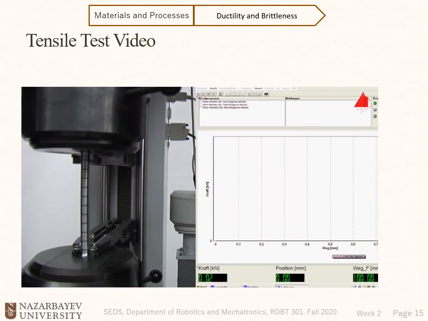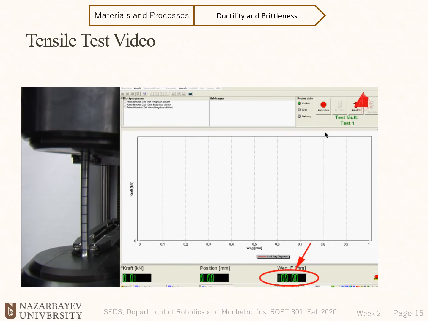The gauge length is displayed at the bottom right-hand corner of the screen. At the beginning, it amounts to 100 millimeters. During the tensile test, the test piece is slowly and constantly elongated with a standardized speed. The force that the test piece opposes to the imposed elongation is recorded and can be seen at the bottom left-hand corner of the computer display. The material behavior can best be observed in a force elongation diagram.